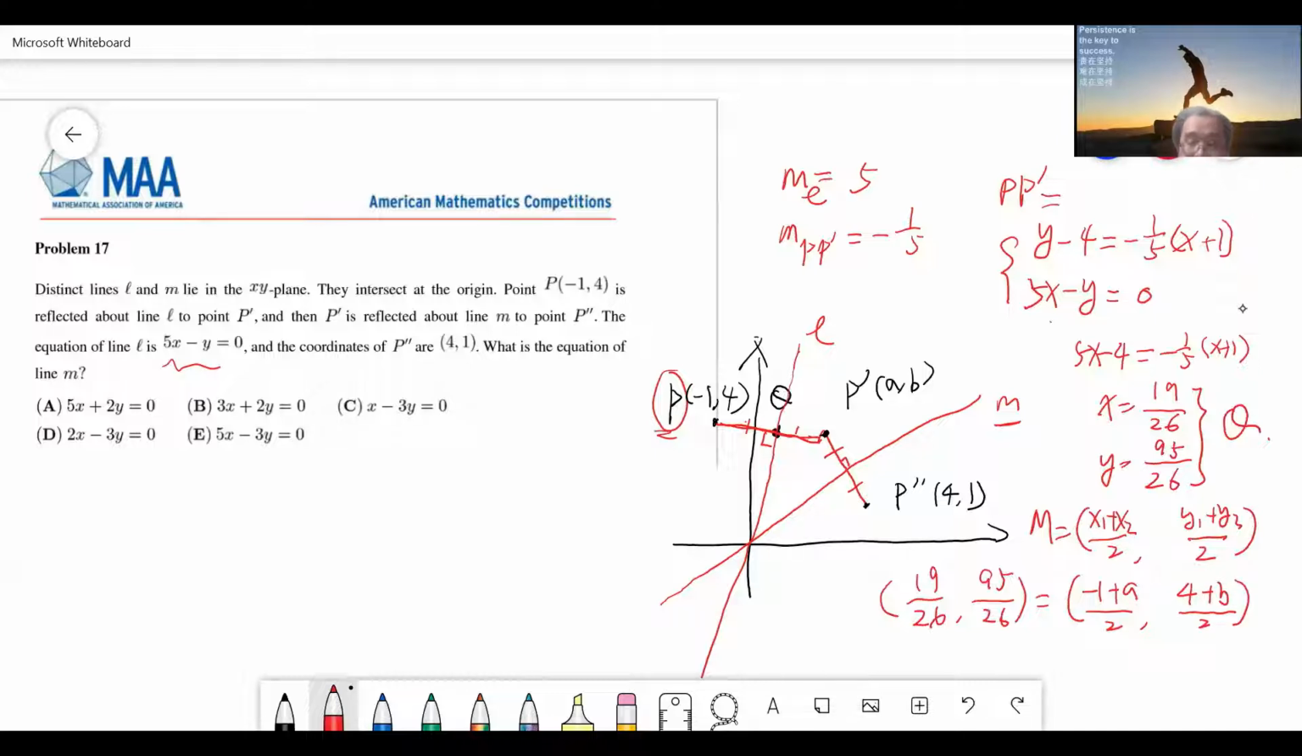We can solve for A and B, right? So if we compare these, we solve A equal to 32 over 13. We can find B equal to 43 over 13.